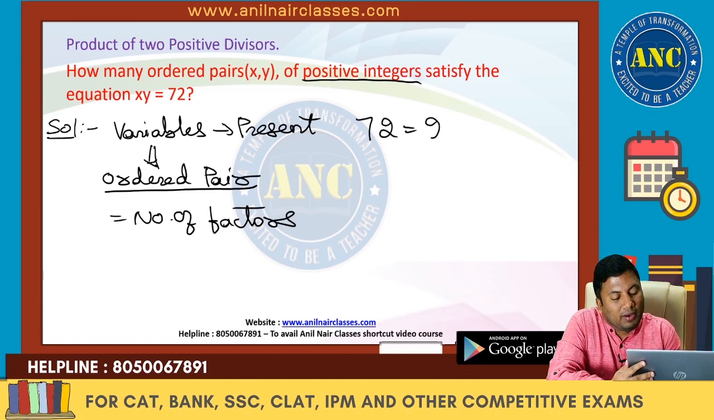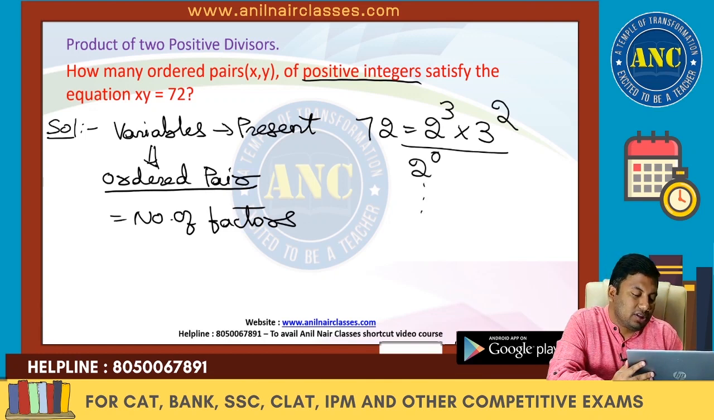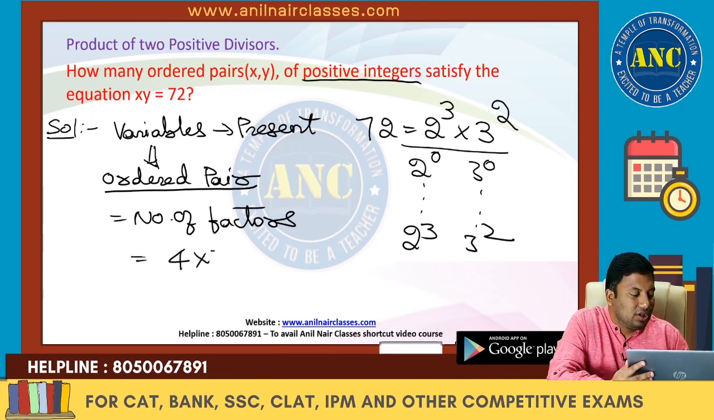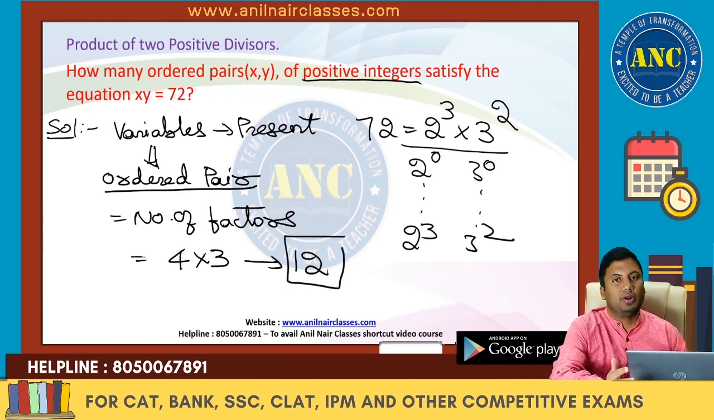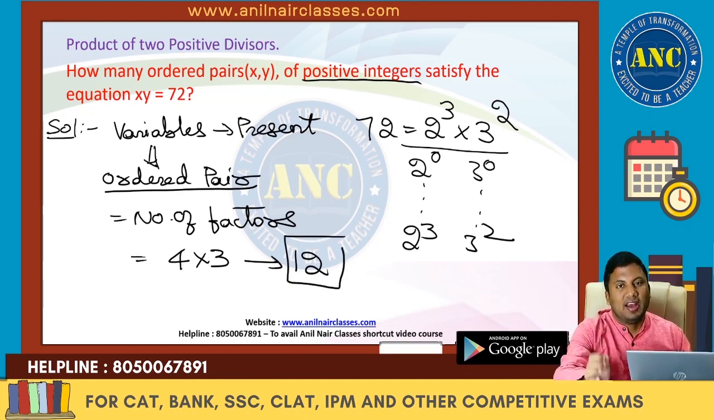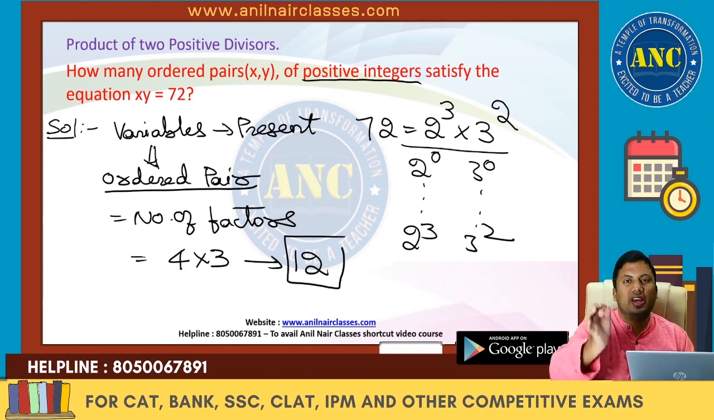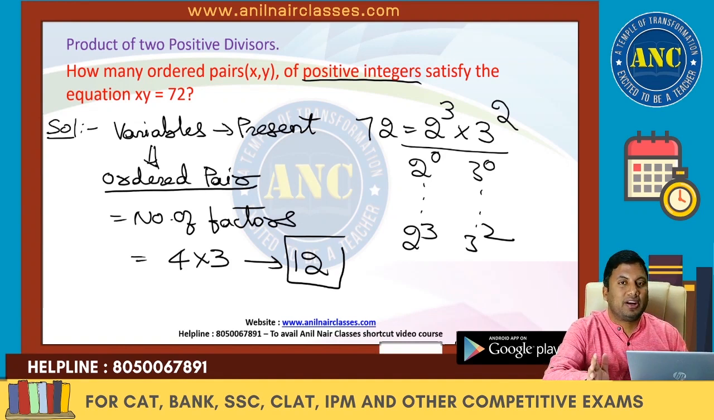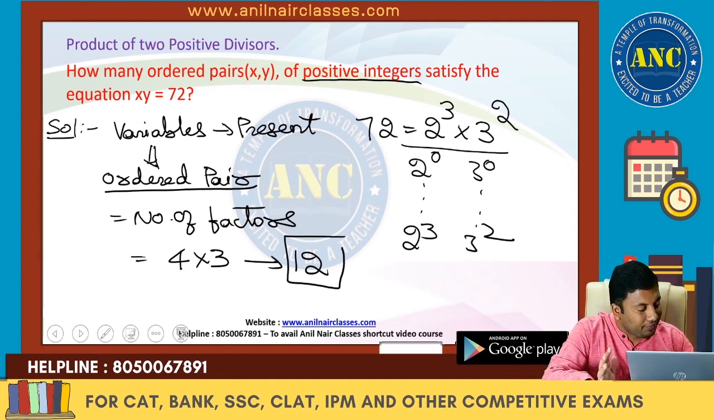72 is nothing but 2 cube into 3 square. So the number of factors for this number will be 2 power 0 to 2 power 3, 3 power 0 to 3 power 2: 0 to 3 is 4 cases, 0 to 2 is 3 cases, 4 into 3, the answer is 12. I hope the idea is clear. If variables are present in the question, it is an ordered pair. In ordered pair, you don't need to check whether it is a perfect square or a non-perfect square. Directly it is the number of factors.